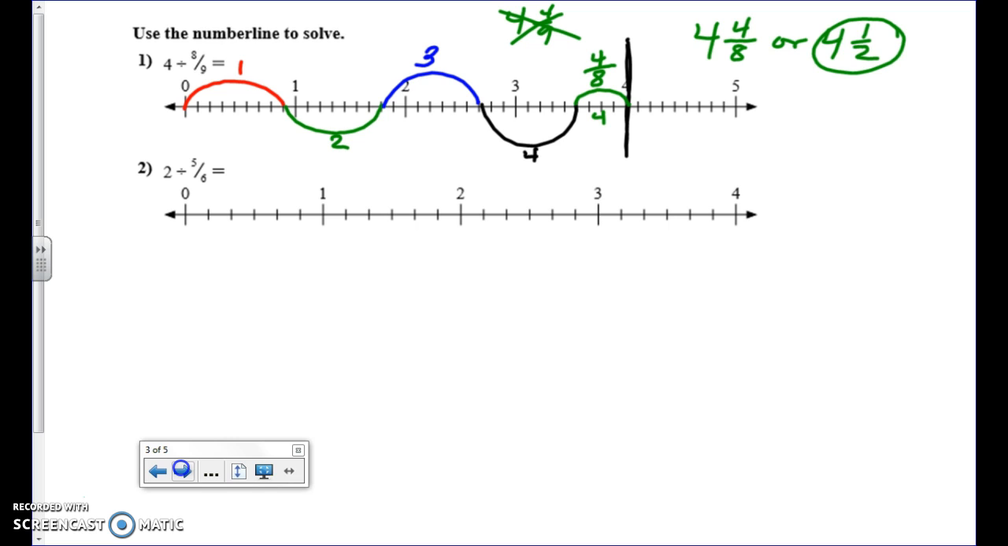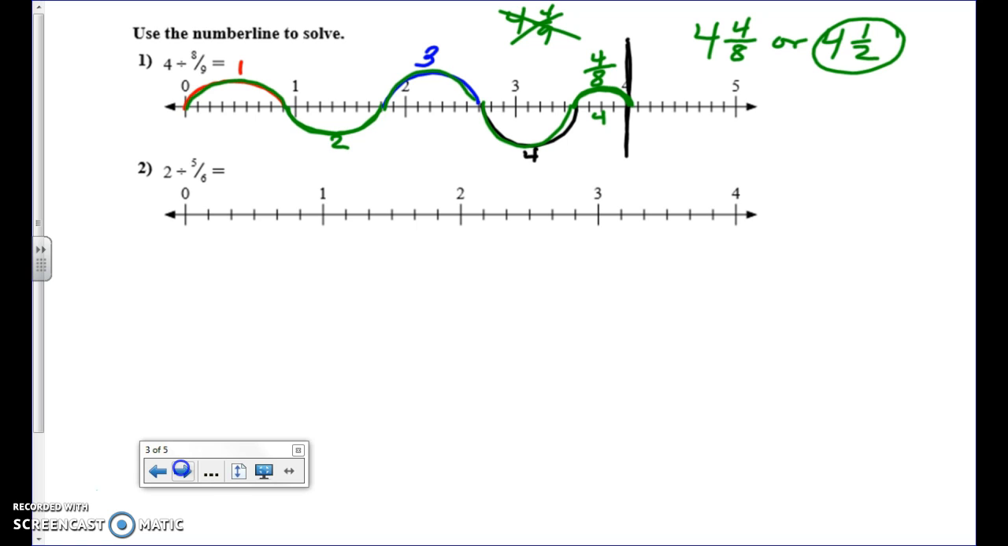So the first 8/9, the second 8/9, the third 8/9, the fourth 8/9, and then half of the pieces, 4 of the 8/9, will go into the next one. So 4 out of the 8 pieces will go in. So 4 and 1/2 will be my solution.